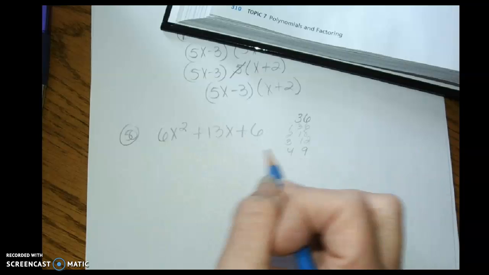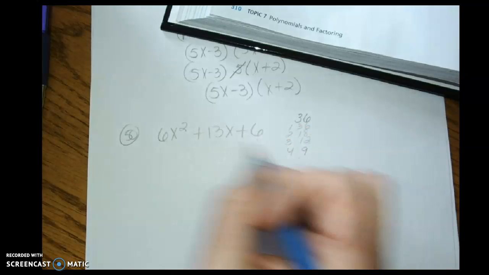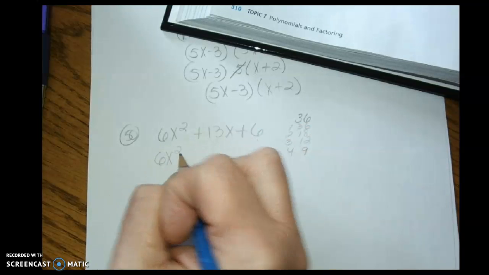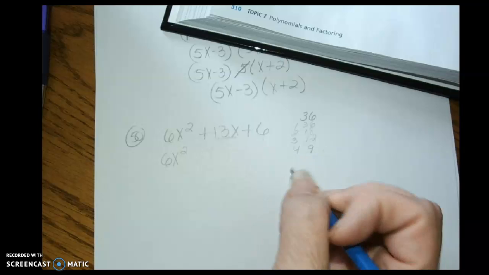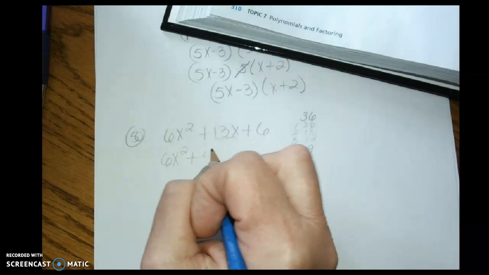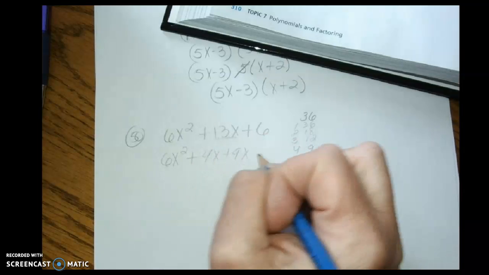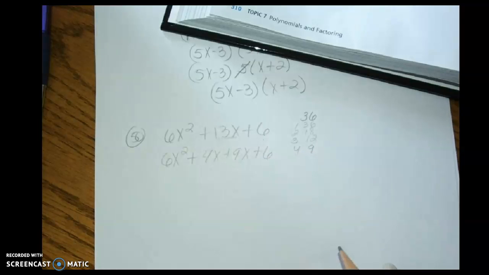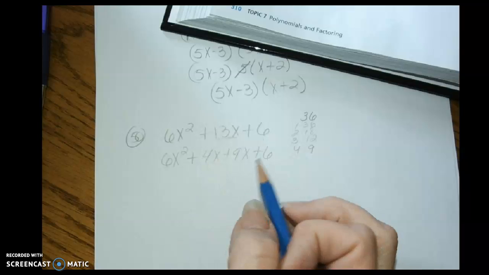When I rewrite this, I am going to split apart this 13x into 4x and 9x. So plus 4x plus 9x plus 6. This time it didn't matter since these are both the same number. It doesn't matter which order I put them in. That's just how I'm doing it.